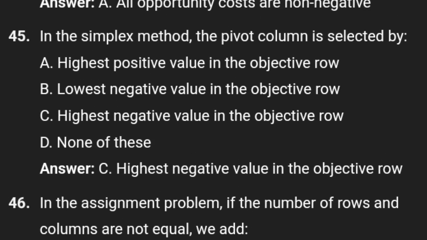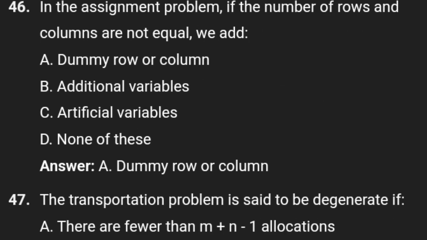45. In the simplex method, the pivot column is selected by: A. Highest positive value in the objective row, B. Lowest negative value in the objective row, C. Highest negative value in the objective row, D. None of these. Answer: C. Highest negative value in the objective row.